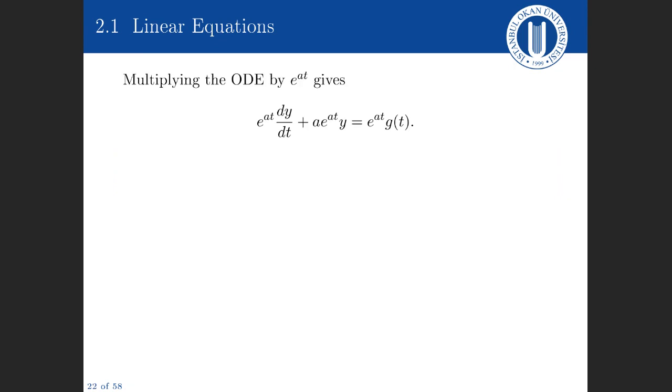We take our differential equation and we multiply it by e to the power at. Then we use the product rule on the left side. And look how easy it gets now. Instead of the complicated equation that we started with, we just have the derivative of e to the power at times y, which is easy to integrate, we'll just remove the derivative, is equal to e to the power at times g(t).